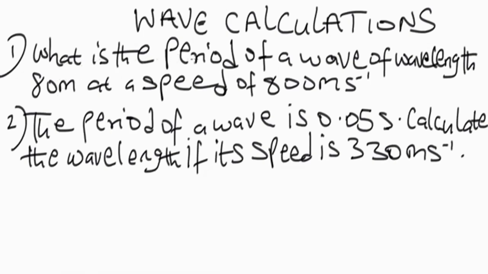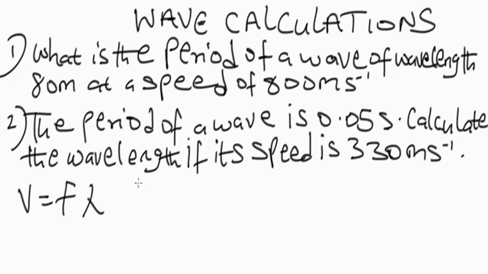Question 1 says, what is the period of a wave of wavelength 8 meters at a speed of 800 meters per second? Okay, so let's note this relationship between frequency, wavelength, and velocity in wave motion. Very important. The relationship between the three parameters is velocity equals frequency times lambda. This lambda is wavelength.